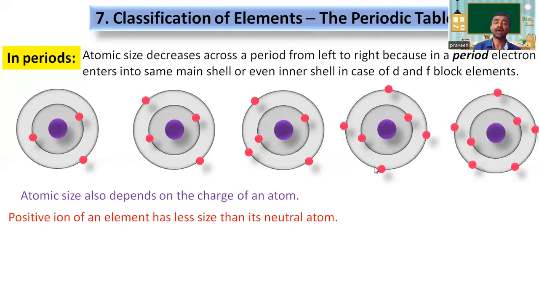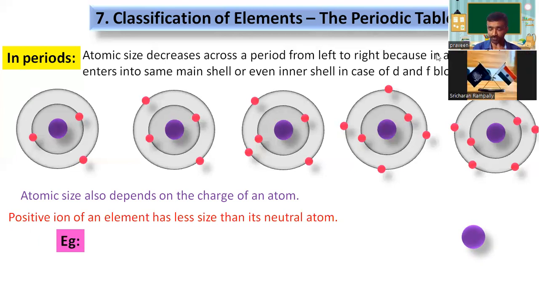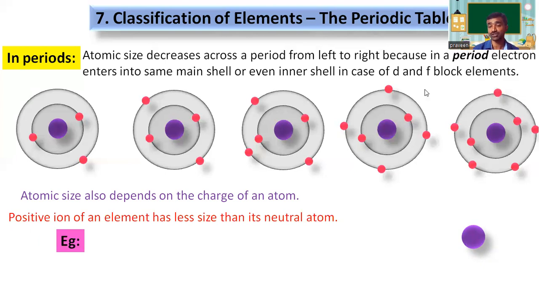For example, I am taking the sodium atom here. What is the atomic number of sodium? 11. So, the distribution of electrons into the shells: how many shells are needed? You require 3 shells, 2 plus 8 plus 1. So 2 go into the main shell, the K shell, and 8 into the next shell, the L shell.